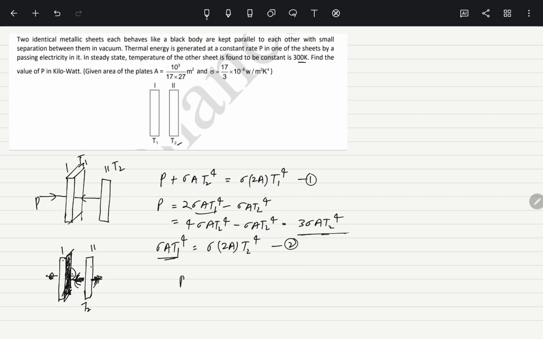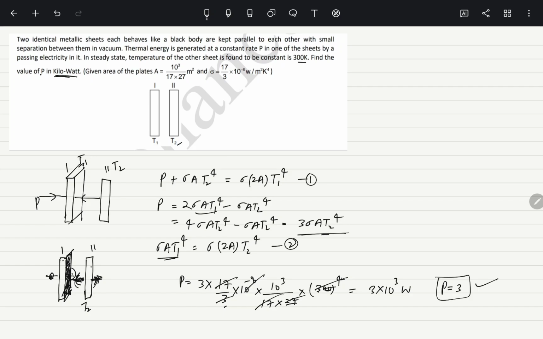Now power is equal to 3 into sigma, which is 17 by 3 into 10 to power minus 8, into area, which is 10 to power minus 3 on 17, into 27, into temperature, which is 300 to power 4. Now everything will be cancelled here. 17 cancels, 3 and 10 to power 3 remain, 10 to power 8 will also cancel. 3 to power 4 is 81, and 27 into 3 is 81, so it is also cancelled. So we are getting 3 into 10 to power 3 watt. The answer is to find the value of P in kilowatt. That means P is equal to 3.